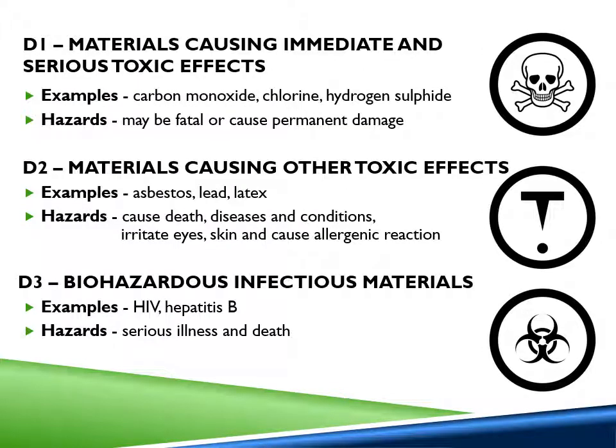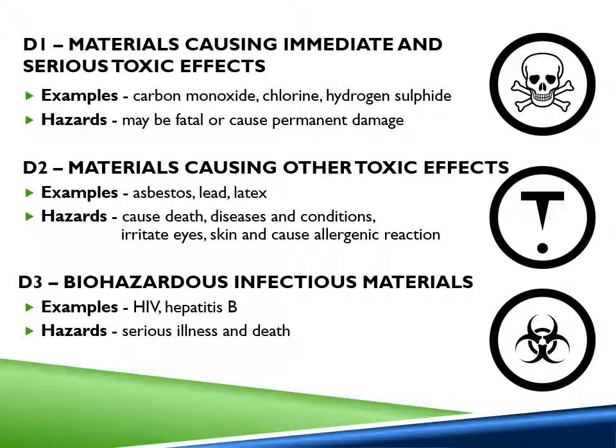Class D is poisonous and infectious materials. These materials can cause serious and harmful health effects. The WHMIS classification system has broken them down into 3 divisions, each with its own symbol. The first poisonous and infectious material is materials that cause immediate and serious toxic effects. These materials are highly poisonous and immediately dangerous to life. The effects of exposure to these materials are acute or immediate, and it may only take brief exposure to these materials to be seriously harmed. Examples include carbon monoxide and chlorine.